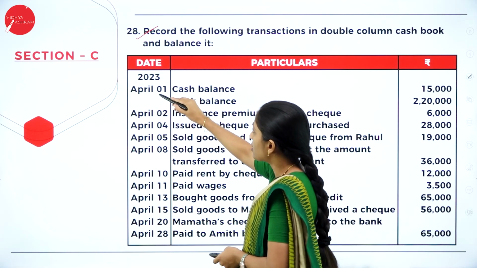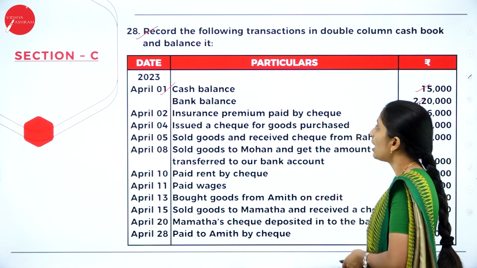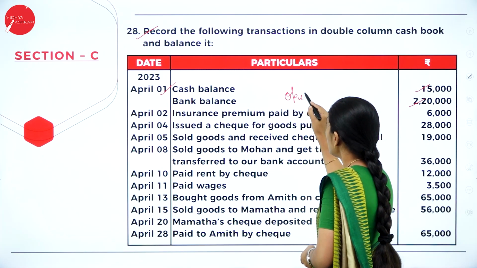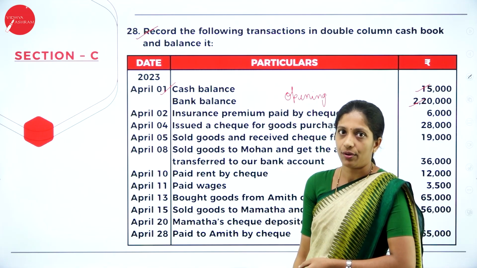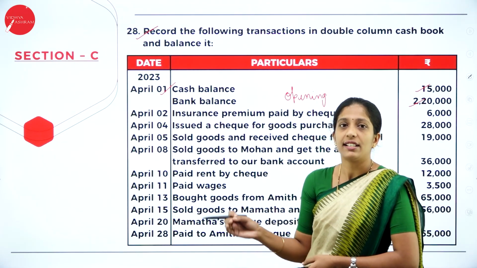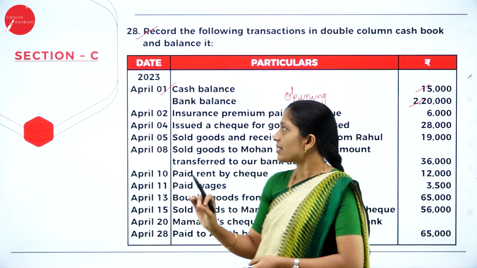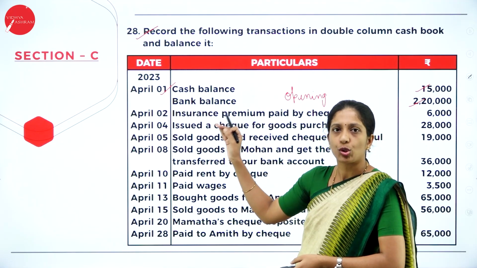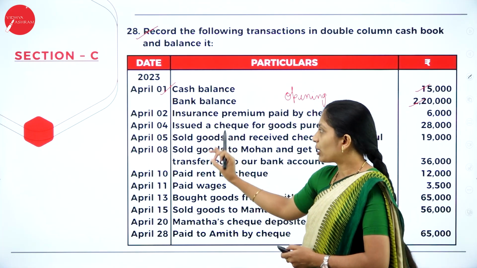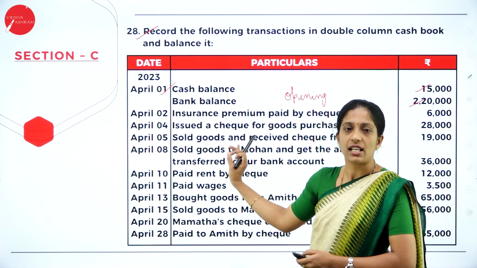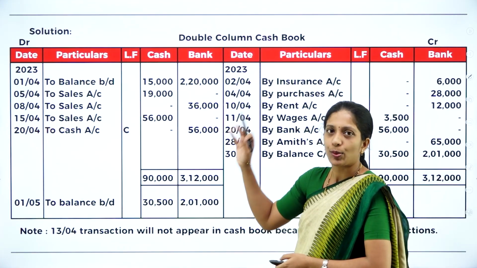Your first transaction, April 1st, cash balance and bank balance they have given. So this is an opening balance. How do you write? To balance brought down. Suppose it is a bank overdraft, then it is by balance brought down and you will write the amount in the bank column. But since both are favorable balances, cash balance and bank balance, we'll start with the debit side. As and when we go through the transactions, we shall immediately see how we have recorded them in a double column cash book. So let us see the solution as well as your format.